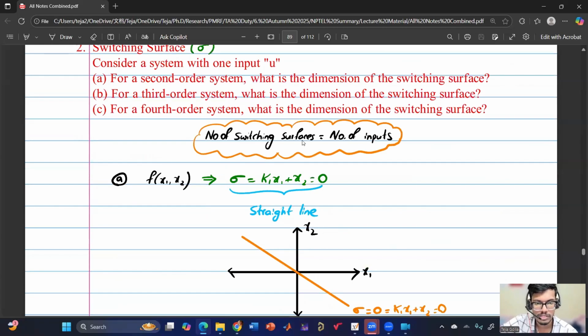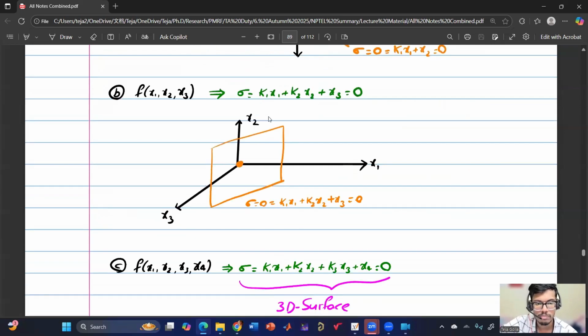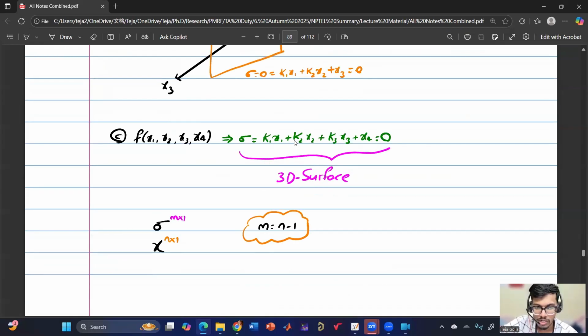Usually the number of switching surfaces will be equal to the number of inputs, and the order of the switching surface will be one less than the system. If the system is second order, then it will have one dimension. If the system is third order, then it will have two dimensions, which is a plane. If the system is fourth order, then it will have a three dimension surface.